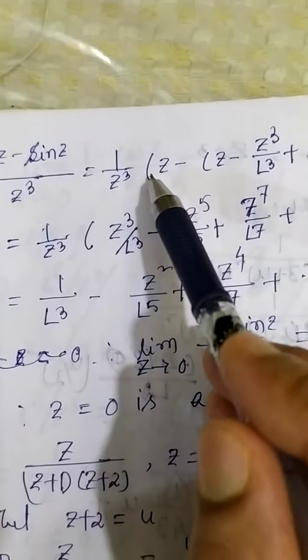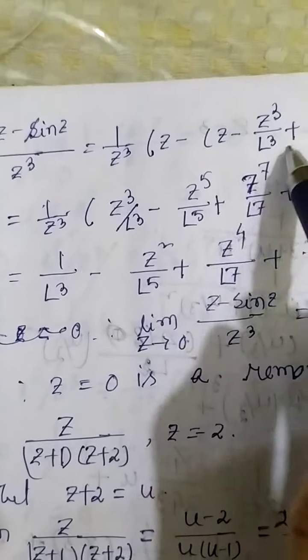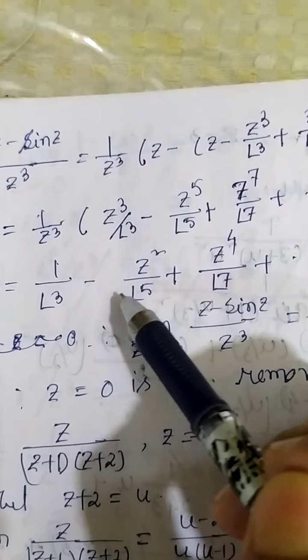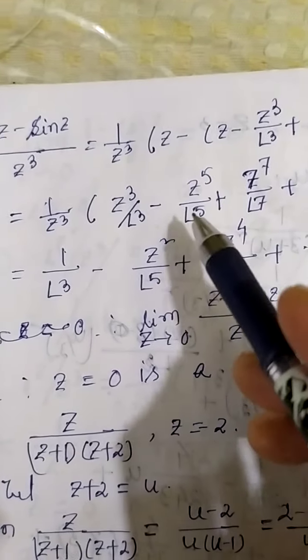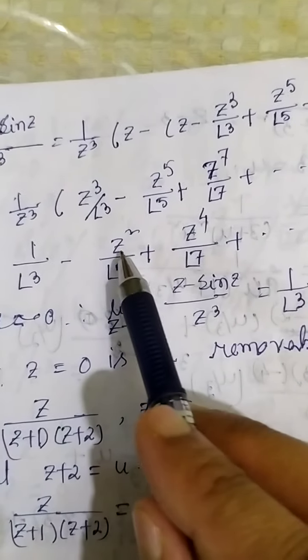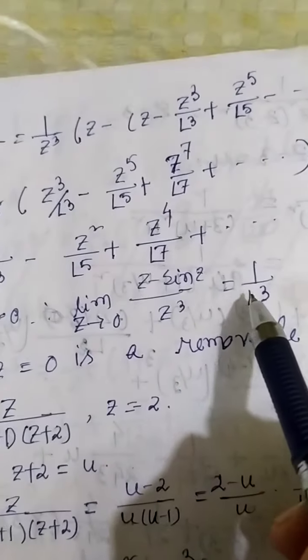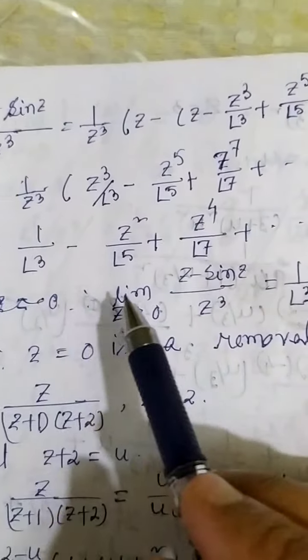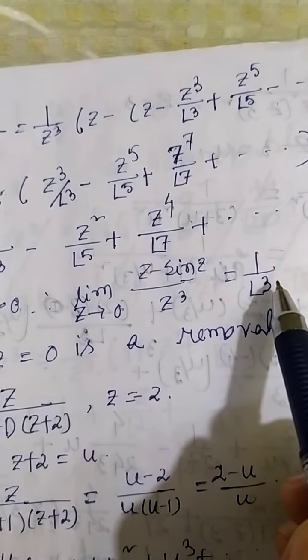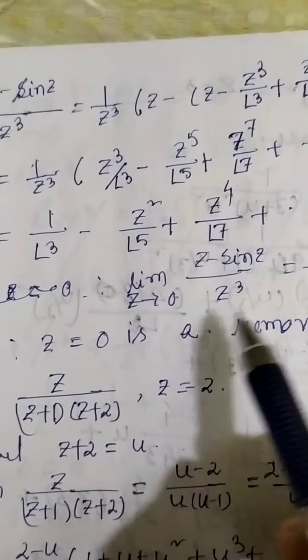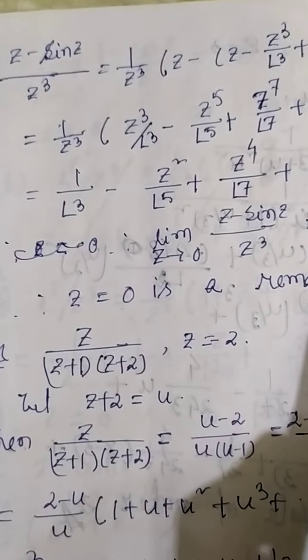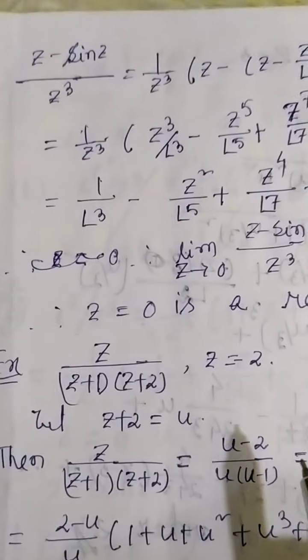You do not need to substitute, just do exactly this. So you can observe z equal to 0 is a removable singularity because if I put the limit z equal to 0, this part is 0, and we get 1 by factorial 3. So we can have this limit, that is z equal to 0. Therefore this is a removable singularity.